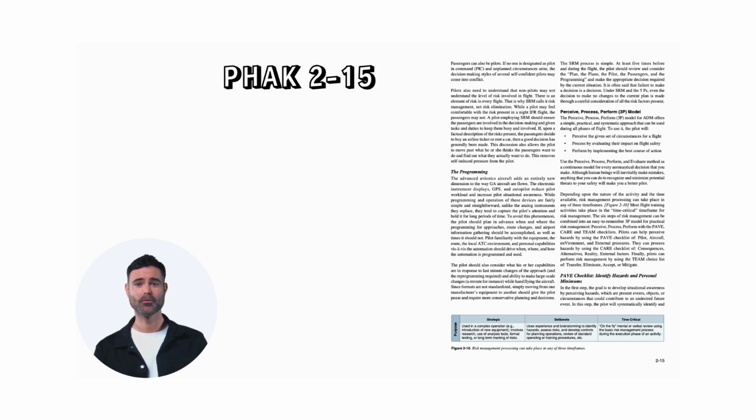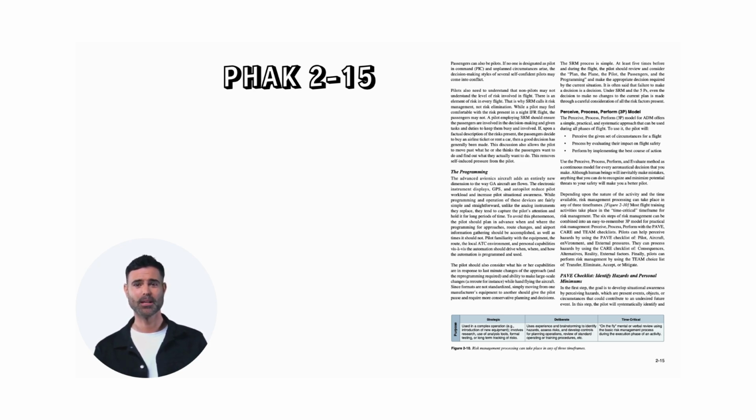Perceive, process, perform, 3P model. The perceive, process, perform, 3P model for ADM offers a simple, practical, and systematic approach that can be used during all phases of flight. To use it, the pilot will perceive the given set of circumstances for a flight, process by evaluating their impact on flight safety, and perform by implementing the best course of action. Use the perceive, process, perform, and evaluate method as a continuous model for every aeronautical decision that you make.